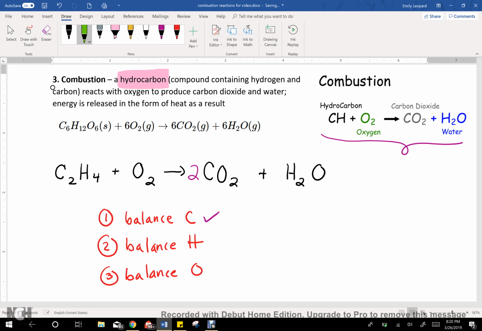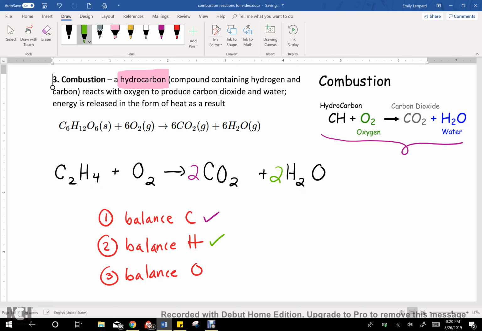So now I'm going to move on to my hydrogens. If I take a look right now, I've got 4 hydrogens on the left, but I only have 2 on the right. So if I want to get up to 4 hydrogens, I can make my coefficient 2, since 2 times 2 will be 4 overall. So now my hydrogen should also be balanced.